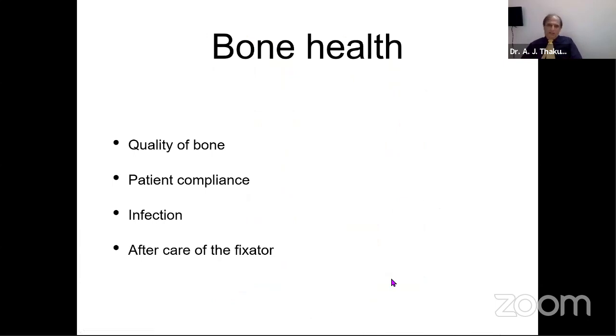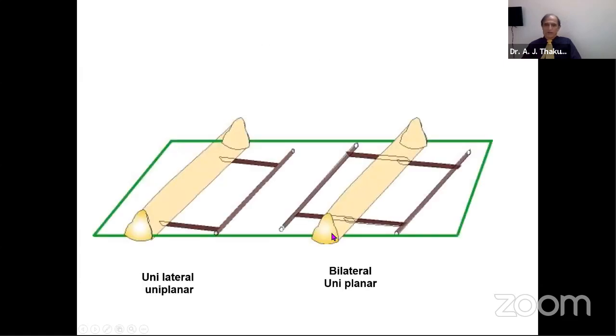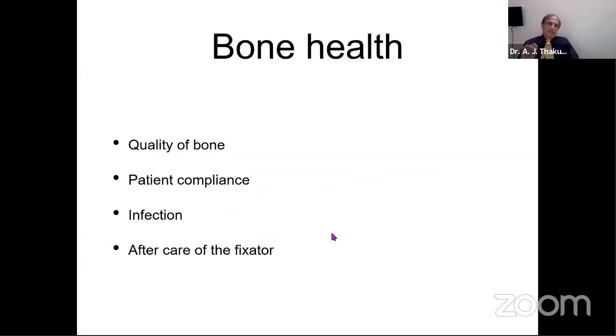Apart from these factors, the quality of the bone matters. The external fixator will hold well in a young, strong bone. In osteoporotic bone, it will have problems. Patient compliance is also important. An external fixator is just a device to hold the bones together temporarily. It is not the final solution.